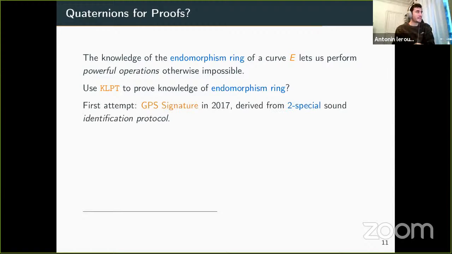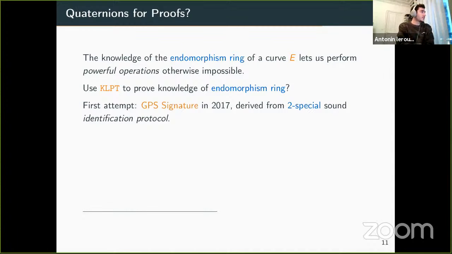this GPS signature, which was one of the signatures I introduced in the table at the beginning of the presentation. And this is a signature which is derived with the Fiat-Shamir transform from the repetition of a two-special-sound interactive identification protocol. Which is the reason why this scheme is actually not efficient at all, and also why the signature size is not really compact.